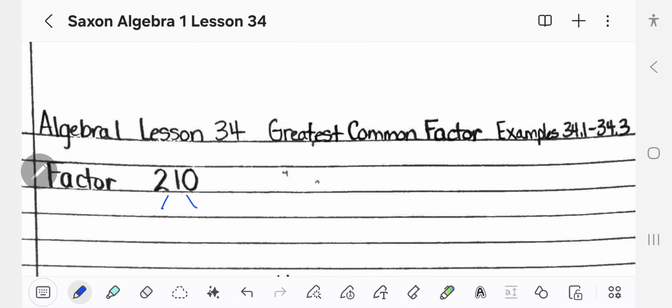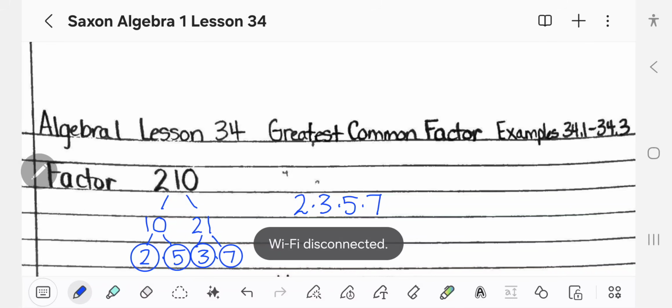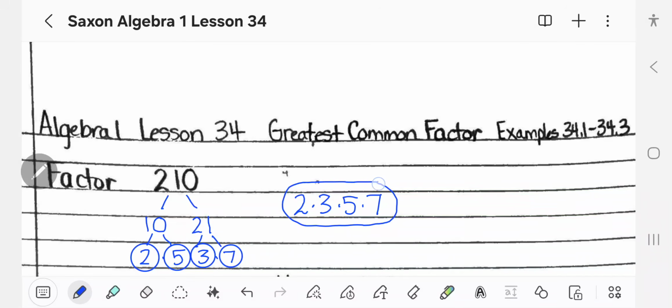I notice that it ends in 0, so I'm going to know that that's divisible by 10, and 10 times 21 would give me 210. Neither of those are prime, so I'm going to break it down until I get to all prime factors. 21's 3 times 7, and we end up with all of the prime factors. So I could list those and say that 210 is the same as 2 times 3 times 5 times 7. And you could multiply those out, and you would find out that you get 210.